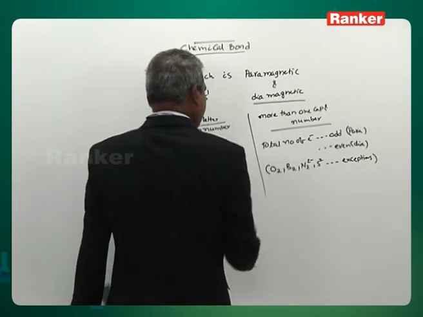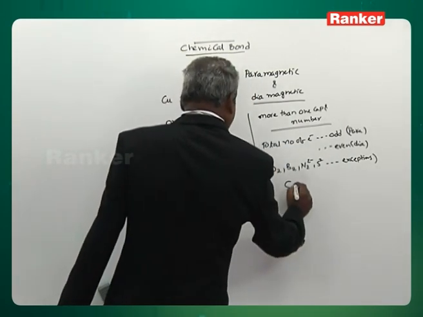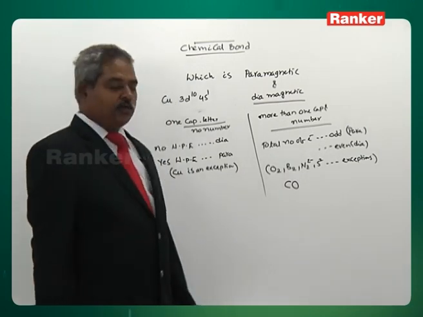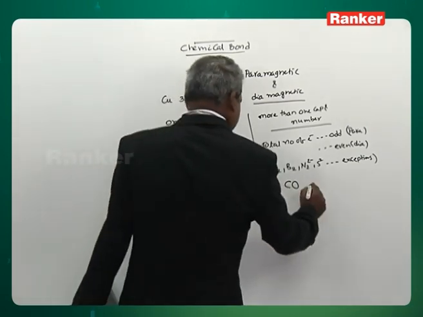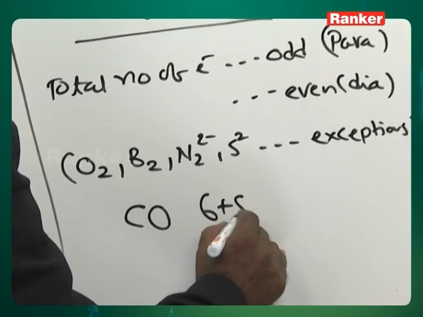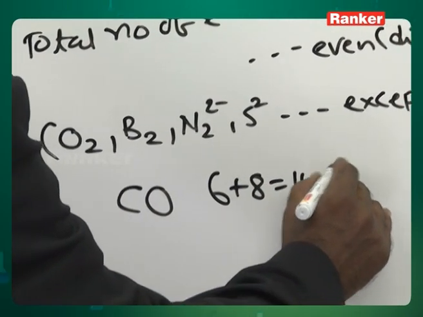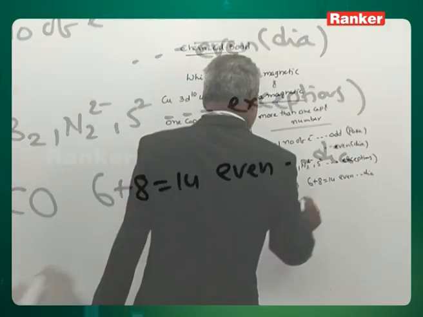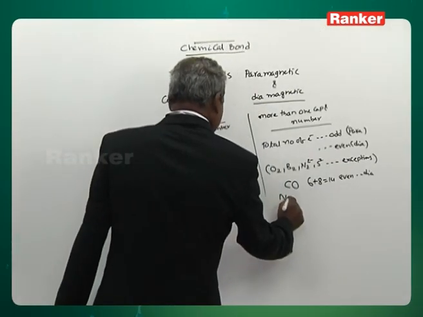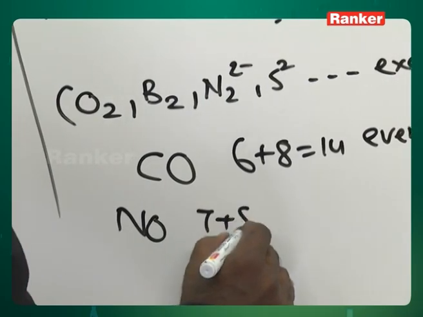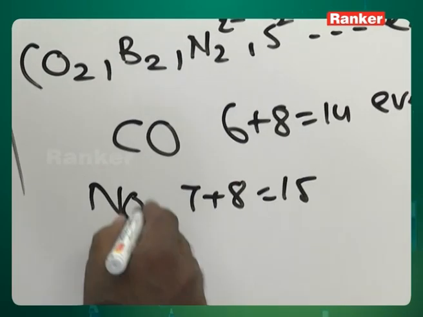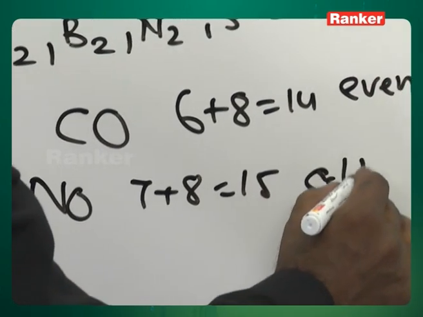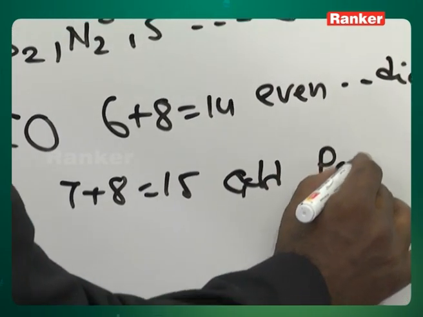Let us see what you mean by that. CO, carbon monoxide. Is it paramagnetic or diamagnetic? You just count the total number of electrons. Carbon atomic number 6 plus oxygen, 6 plus 8, 14. Even, therefore dia. NO, 7 plus 8, 15. It is odd number, therefore it is paramagnetic.